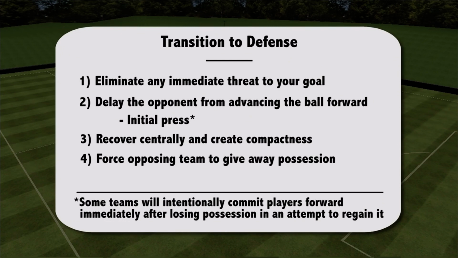Important to note is the initial press, which occurs when a team commits players, generally for a designated number of seconds, to regain possession immediately after losing it. Because of the variance among teams in how they use it, we will not be focusing on it in this module, but we encourage you to ask your coach about how it is used on your own team.